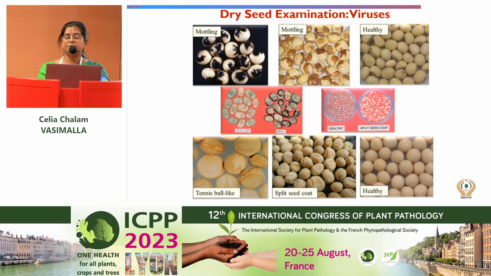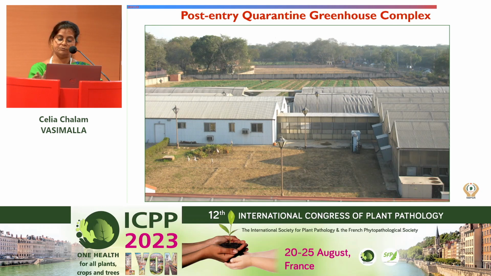And coming to the virology part, all the symptomatic seeds, like here mottling, this can be due to soybean mosaic virus, which we already have in India, or bean pod mottle virus, not reported from India. And then this one is broad bean stain virus, not reported from India. And pea seed-borne mosaic virus, it is there in India, but pathotype 4 is not there. So all these symptomatic seeds are removed, and only healthy looking seeds will go to post-entry quarantine growing.